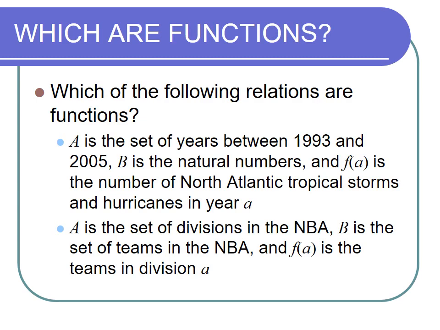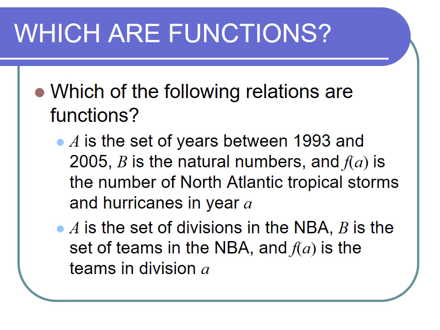Which of these are functions? The first one says if you have as your input a set of years between 1993 and 2005, and B is the natural numbers, you take a year and output the number of North Atlantic tropical storms and hurricanes in that year, which is going to be a natural number. Let's talk about that one first. Each year has an output, because you input a year and you maybe get 0, but you get out the number of storms that happened. Two different years can have the same number of storms, but every year has a unique number of storms plus hurricanes. So that makes sense.